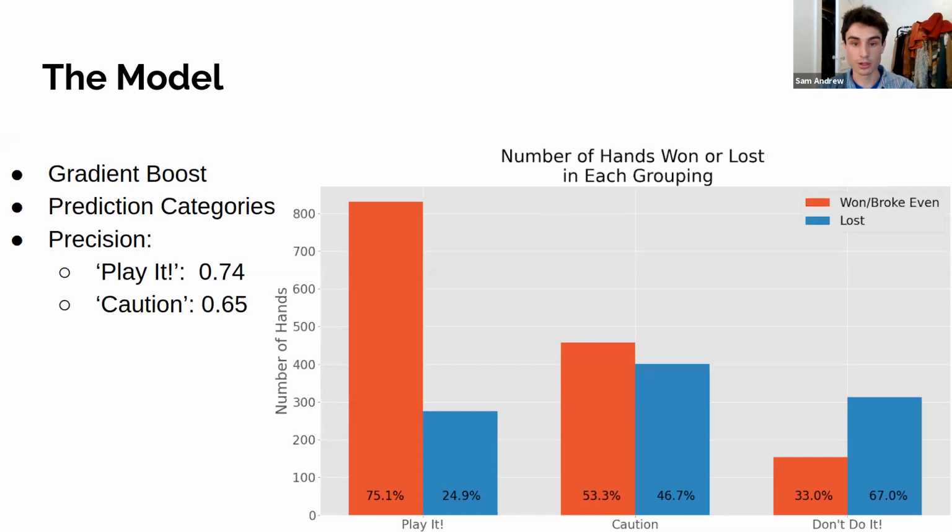I grouped the model's predictions into 3 different categories. On the left, a prediction of play it suggests that I will win a high proportion of the time. Considering only hands in this category as positive yields a precision score of 0.74.